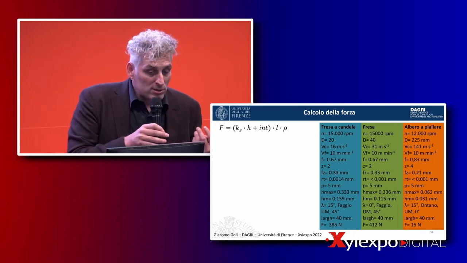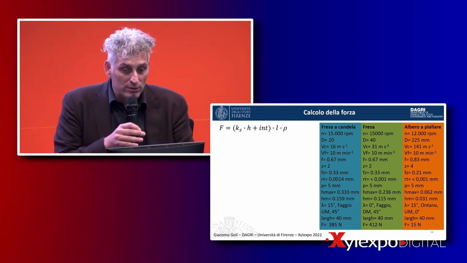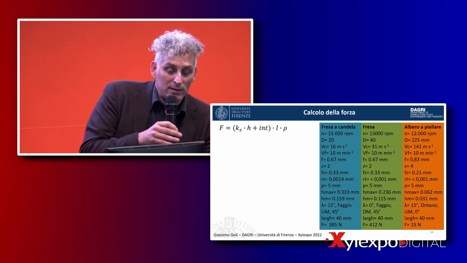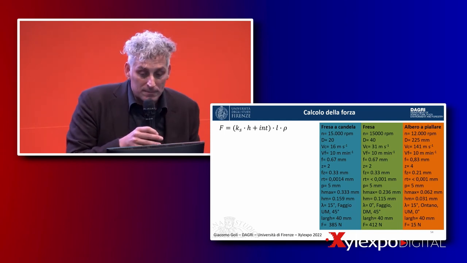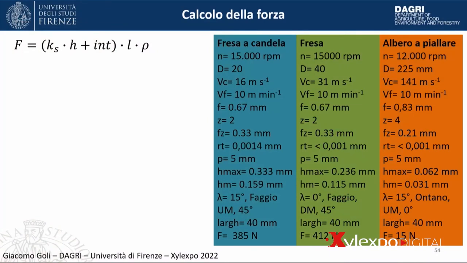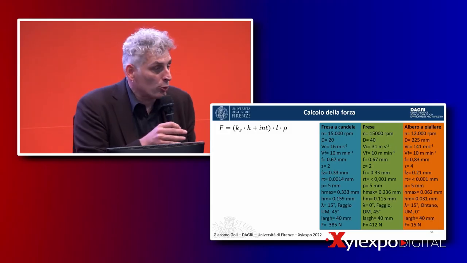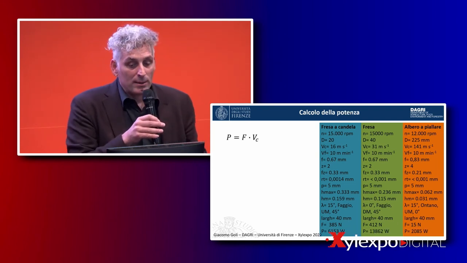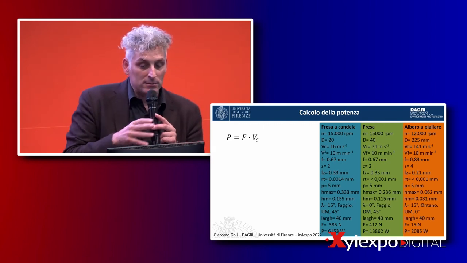So by using the model I showed yesterday, we can calculate the force that is required to cut these chips for the end mill cutter. It's 385 newtons. If I use a beech with a 45 degree grain angle and a width of 40 millimeters, similar conditions for beech wood, straight cutting edge, I would use 412 newton. Whereas in the third case, with the blade, if I cut along the grain with a 15 degree axial angle, I would obtain 15 newton in terms of required cutting force. So this allows us to calculate ultimately the cutting power.